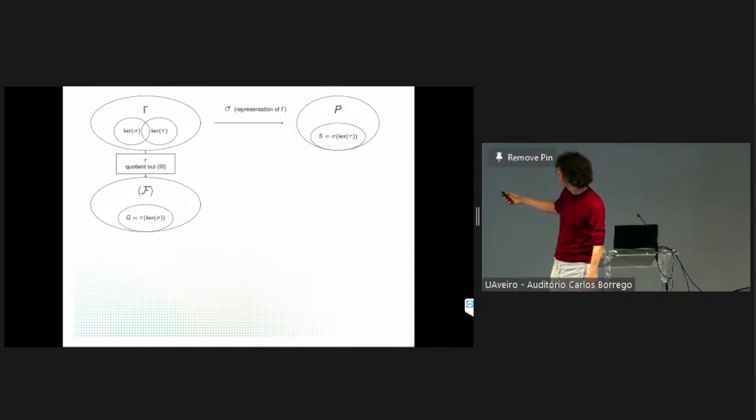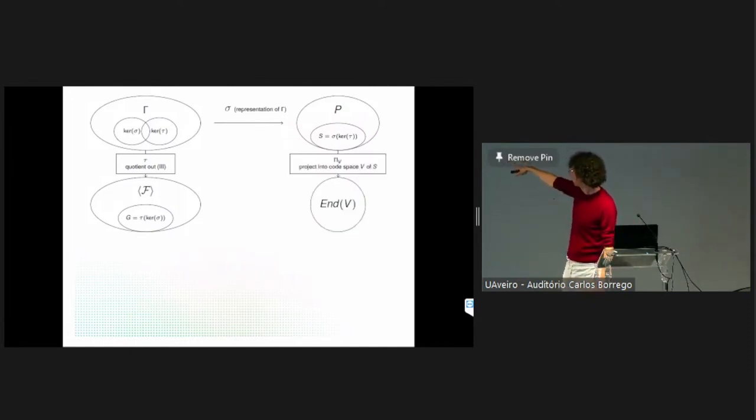The idea is that we can project into the code space here, right? This should be familiar to people who actually do fermionic encodings, but I think it's important to go through these rigorously. You can project into the code space of the stabilizer group, right? Then what you can do is compose this map sigma with this projection.